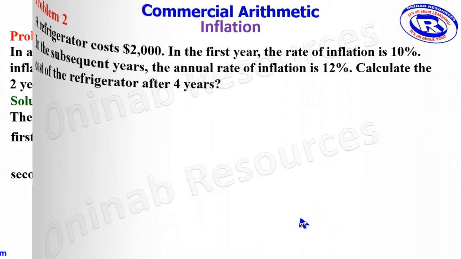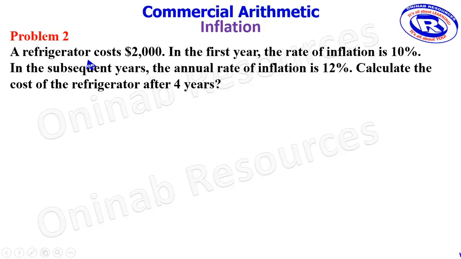We then go to problem 2. For problem 2, a refrigerator costs $2,000. In the first year, the rate of inflation is 10%. In the subsequent years, the annual rate of inflation is 12%. Calculate the cost of the refrigerator after 4 years. This is a combination of the two methods, so that in our solution we have to calculate the cost of the refrigerator in the first year, then the subsequent years.